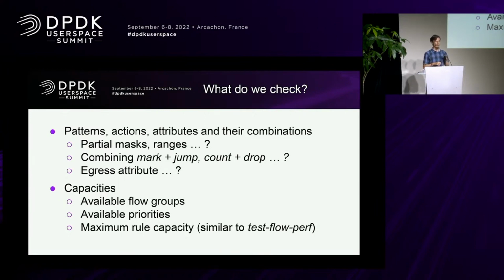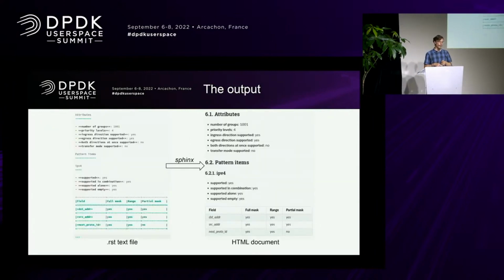Also, one of the things we measure is maximum rule capacity, which is a use case similar to an existing tool called test-flow-perf. Now, when we do all the measurements and all the checking, we of course want to see some output, and as humans, we like to see it visually. So the output of our application is an RST text file, which can be converted into HTML using Sphinx.